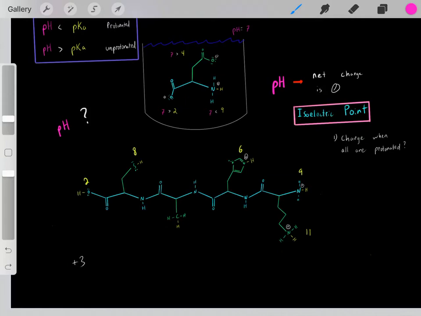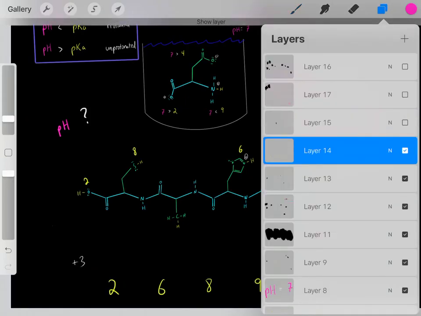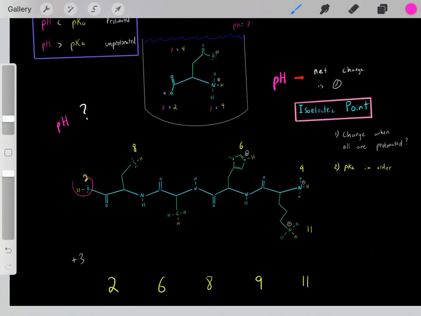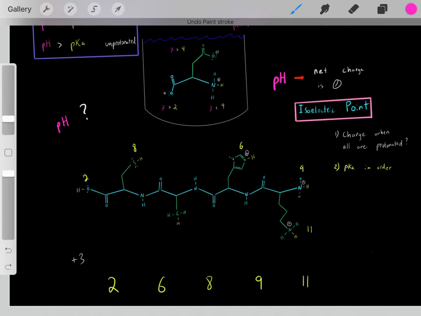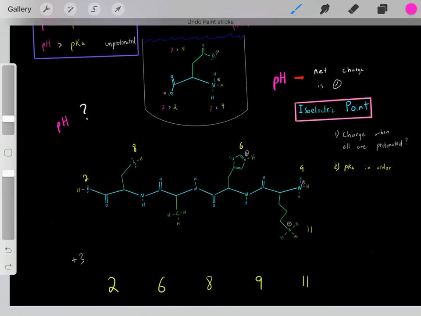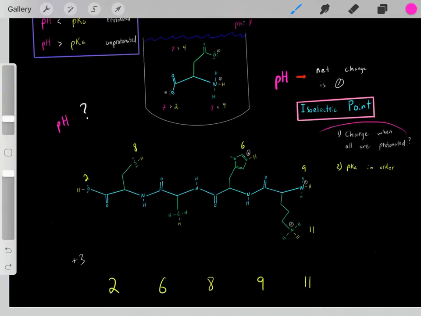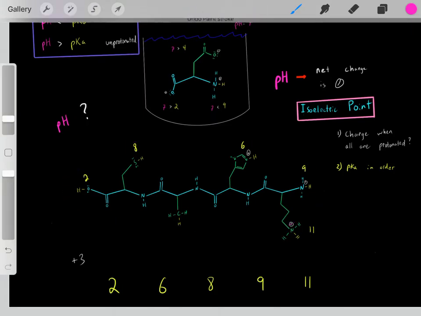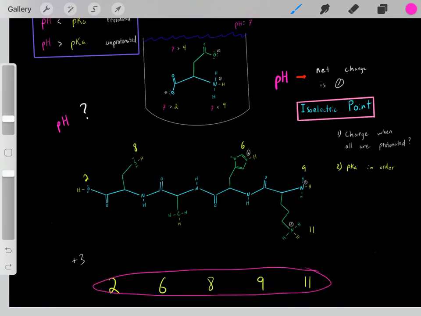Next step is you take the pKa's and you write them in ascending order. So we know these are the pKa's. So we take all these pKa's and we write them in ascending order. So again, step 1, protonate all the functional groups and see what the net charge is when all the functional groups are protonated, and that was positive 3. Next step is you draw the pKa's in ascending order.